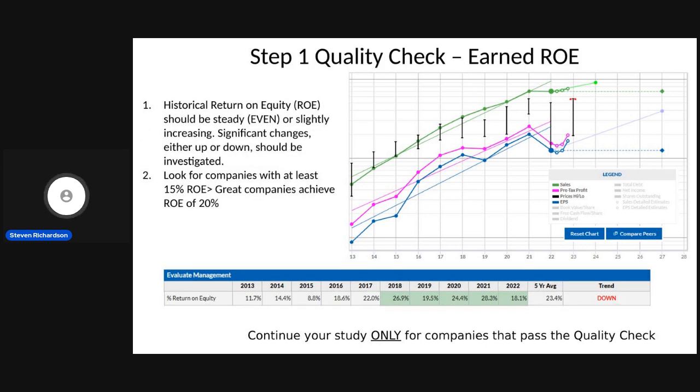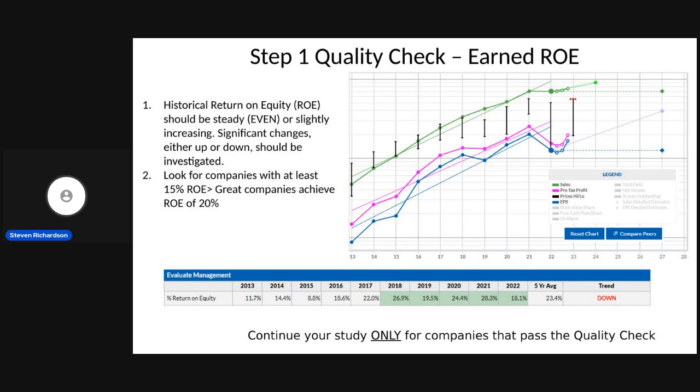All right, return on investment. Historical return on investment should be steady, even, or slightly increasing, just like pre-tax profit. If there are significant changes up or down, they should be investigated. Go into the annual report or the quarterly report to find out what happened to the return on investment. Look for companies with at least 15% return on investment or greater. Great companies achieve return on investment of 20% or more.